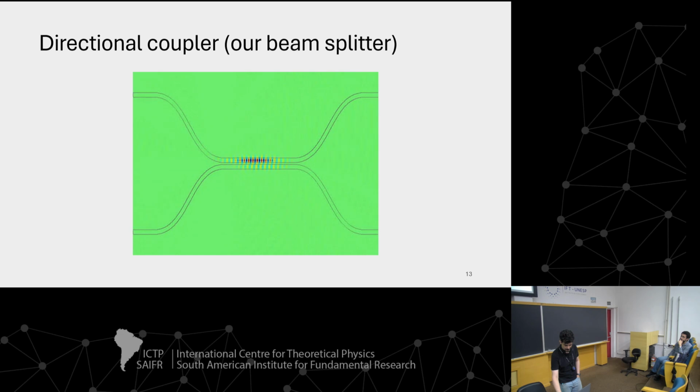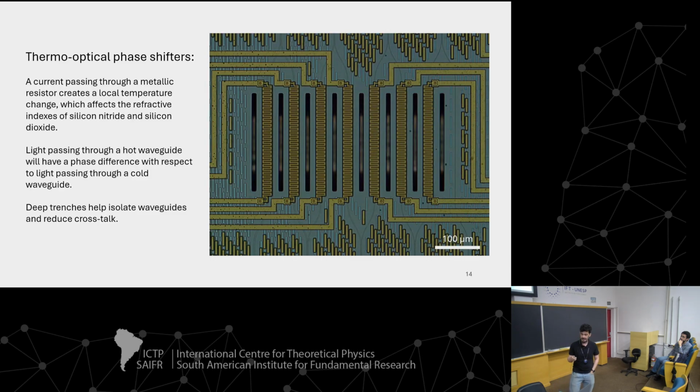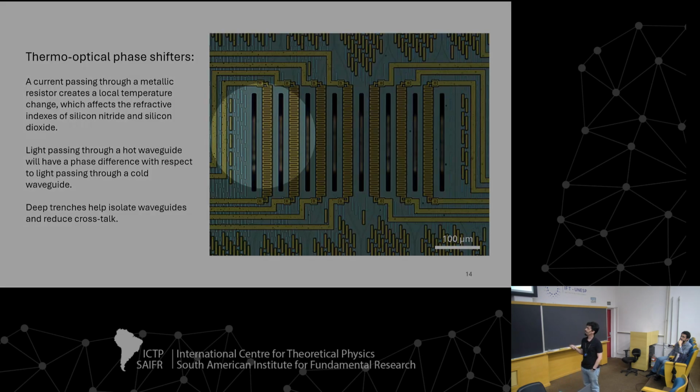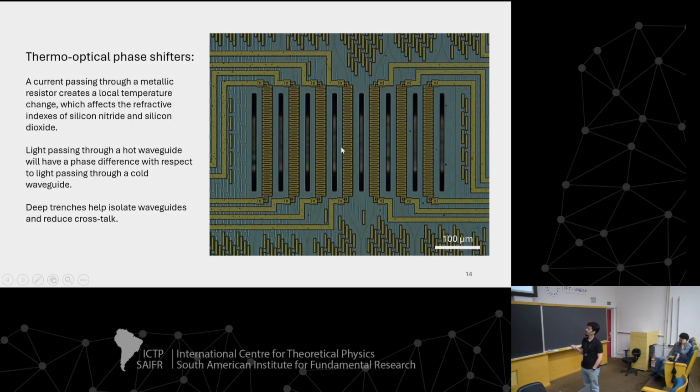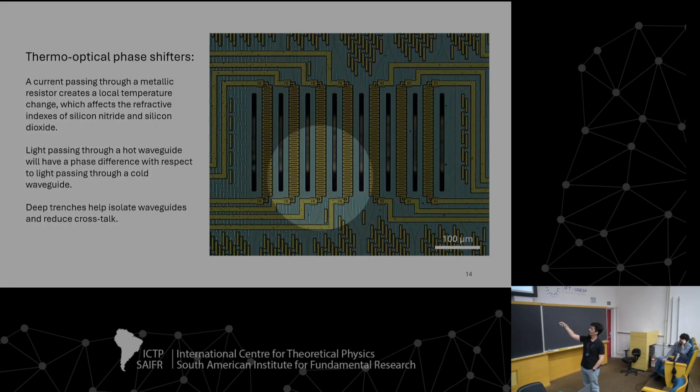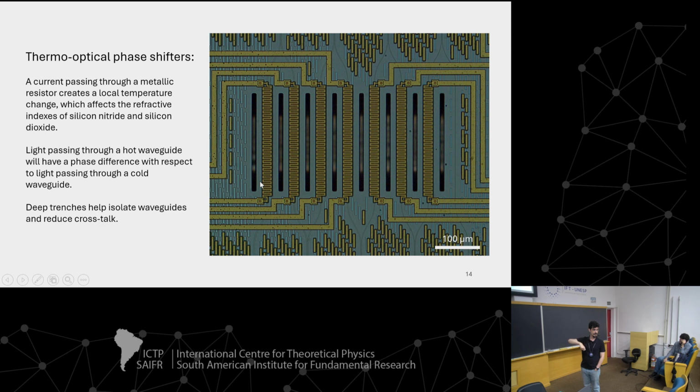But there is an extra step, right? You can add phase shifters. We are now working with thermal optical phase shifters. This is a photo of a chip that we had fabricated in Switzerland. And these golden strips are resistors that will heat up the material underneath them and then change the refractive index, and you introduce a phase for the propagation along that section of the waveguide.